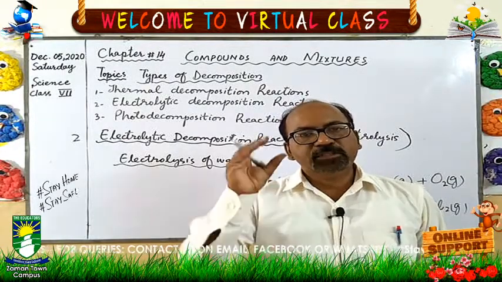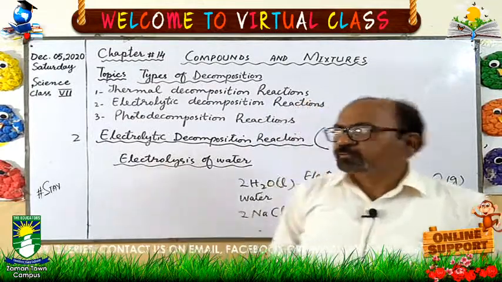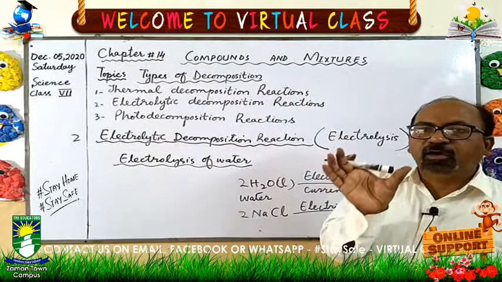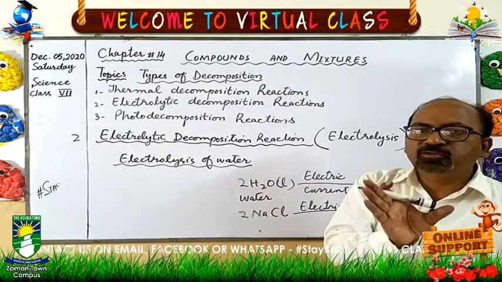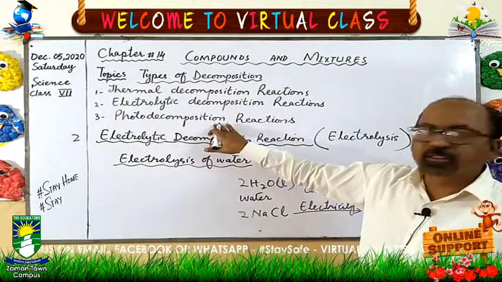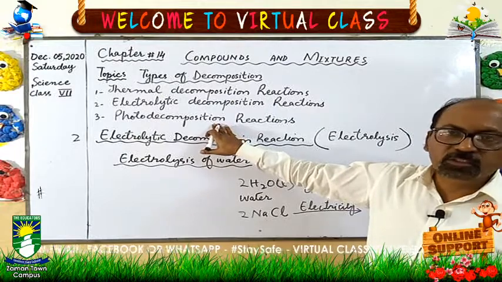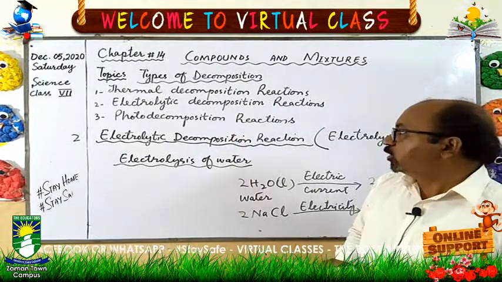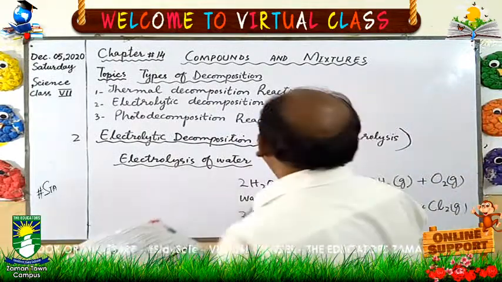Photons are small packets of light. So when we are breaking down a compound into simpler substances by providing light or photons, this reaction will be called a photo decomposition reaction or photolysis.